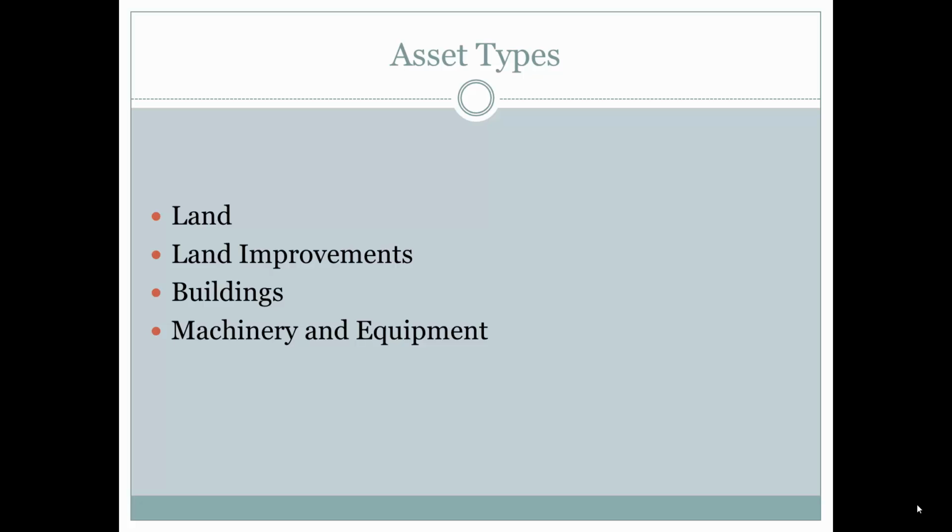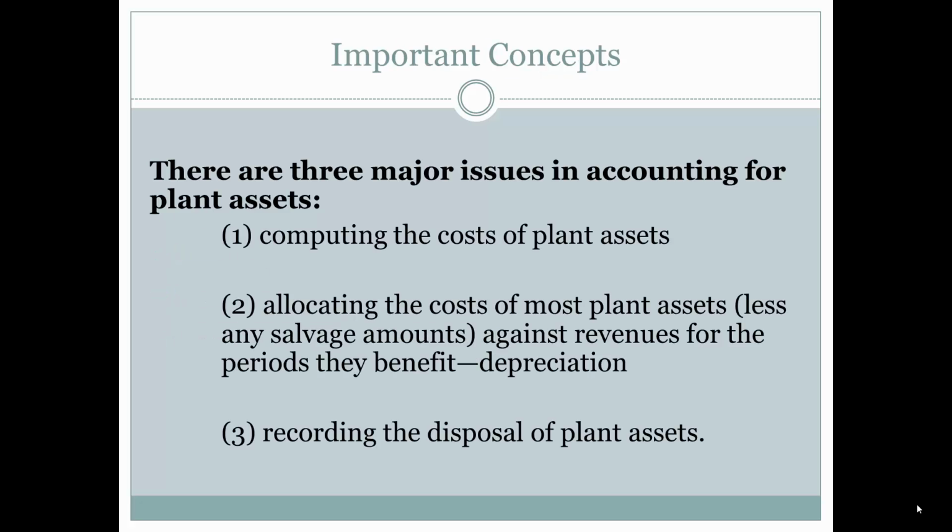Let's talk about the asset types: land, land improvements, buildings, machinery, and equipment. And there are also three major issues surrounding these types of assets. First of all, we want to compute the cost. It's more than just simply the purchase price. Additionally, we want to learn more about depreciation. And thirdly, we want to learn about recording the disposal of plant assets.